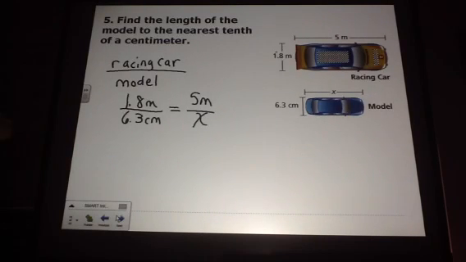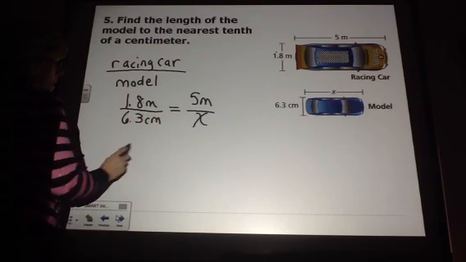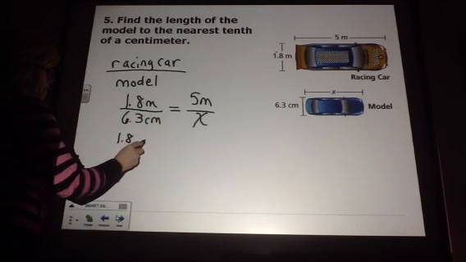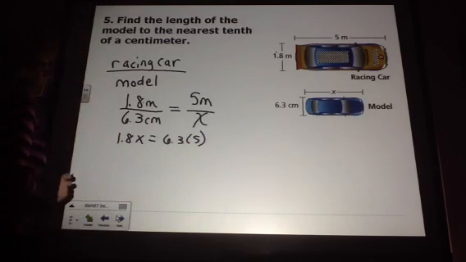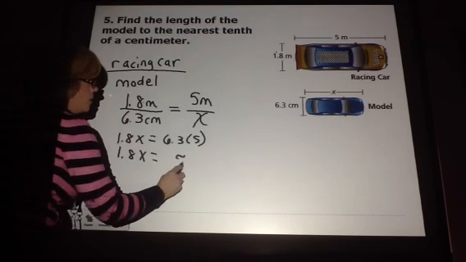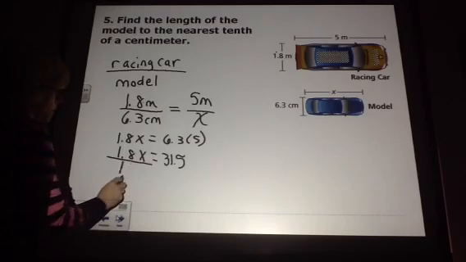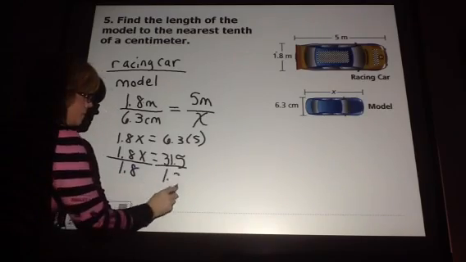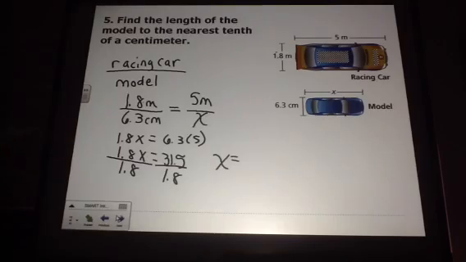Okay? And this is where you do your cross product. 1.8 times x, 6.3 times 5. And then we simplify to solve for x. So 1.8x equals 31.5. Divide both sides by 1.8. X is going to give you 17.5.